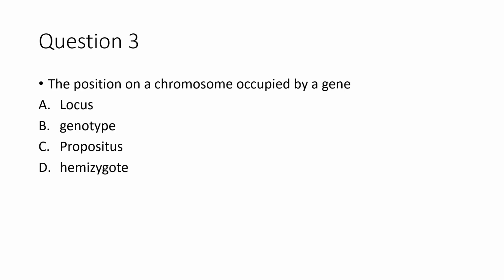Question 3. The position on a chromosome occupied by a gene is the A, locus, B, genotype, C, prepositus, D, hemizygote. The answer is A, locus.